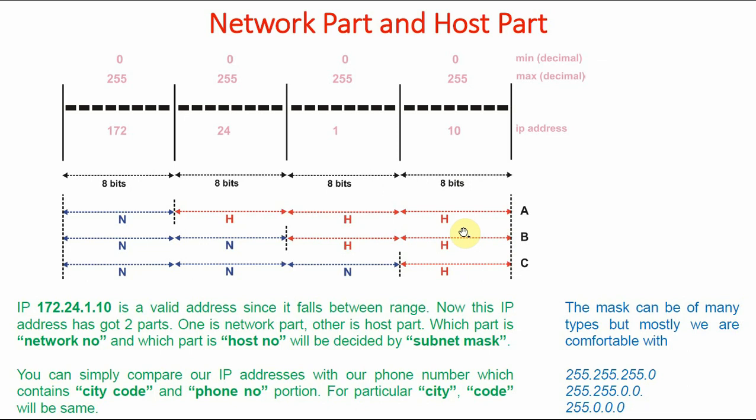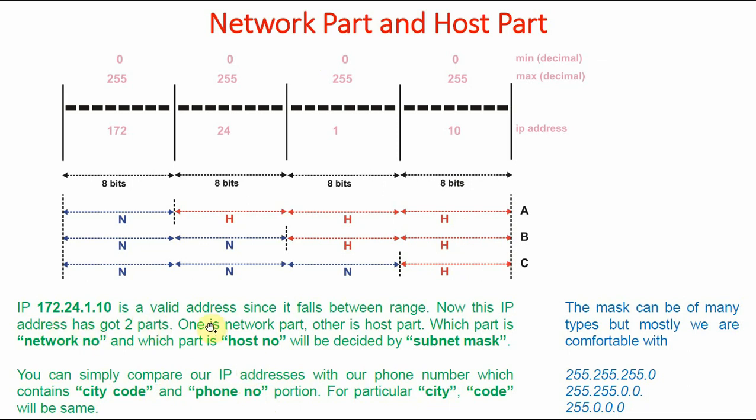Whenever we talk about IP addresses, it consists of two parts. One is your network part, one is your host part. If we compare it with a phone number in India, especially a landline, it also has two parts. One is called the city code, and the other part is the phone number. And please remember, for a particular city, the city code is the same.